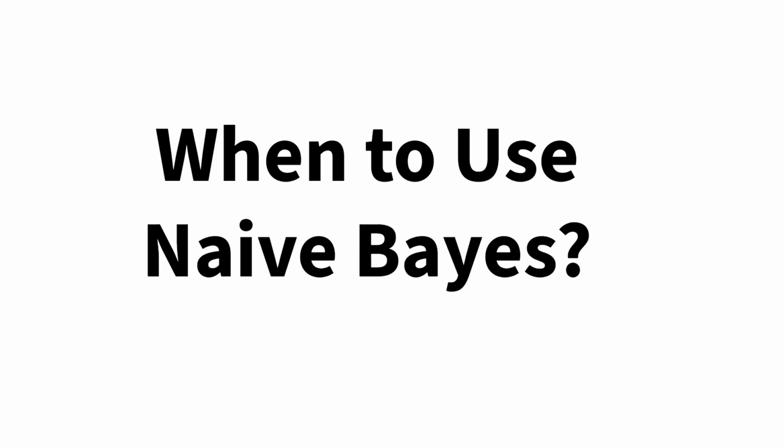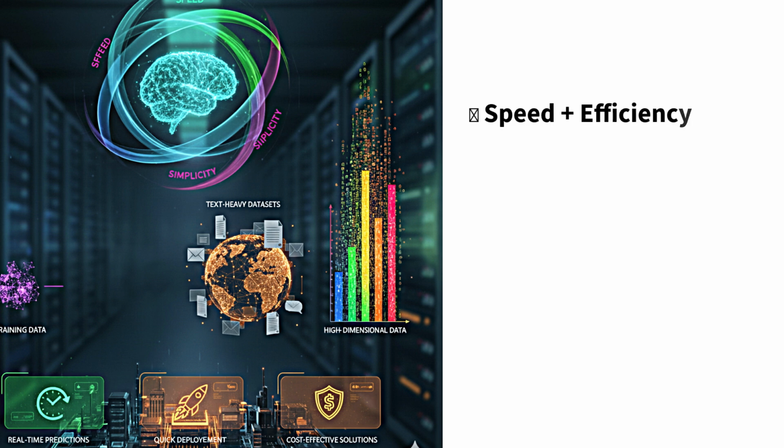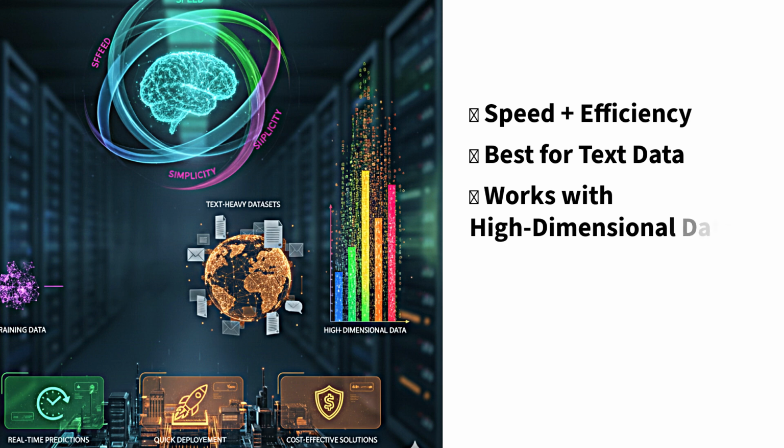Here comes the most important part of this video. Why naive Bayes? Why not other classification algorithms? The answer is clear. When you need speed, efficiency, and simplicity, naive Bayes is much faster than algorithms like support vector machines or decision trees. It works especially well with text heavy data sets like documents, reviews, and emails.